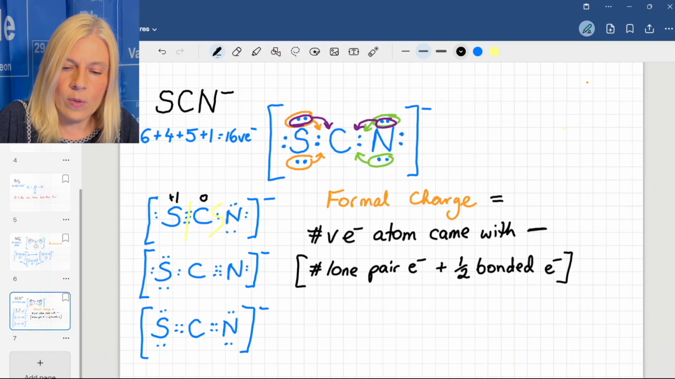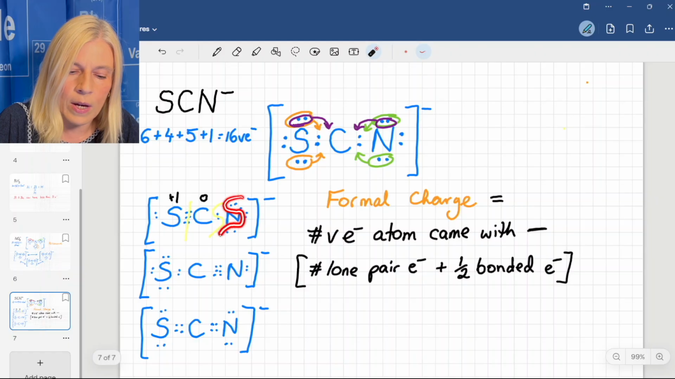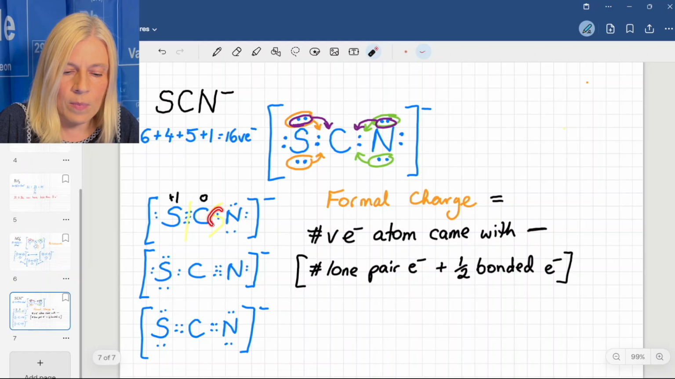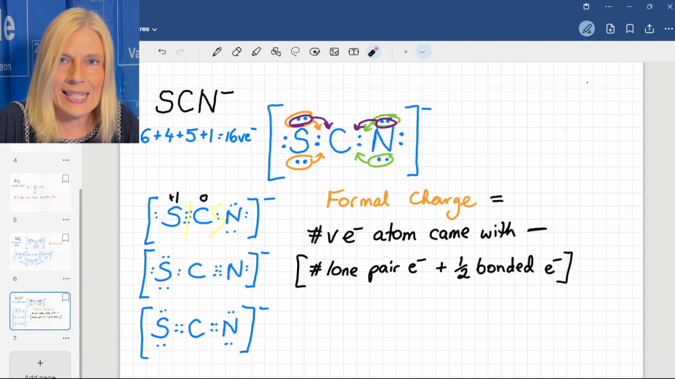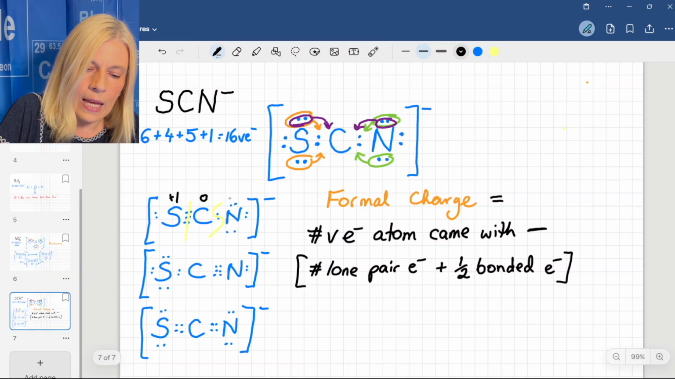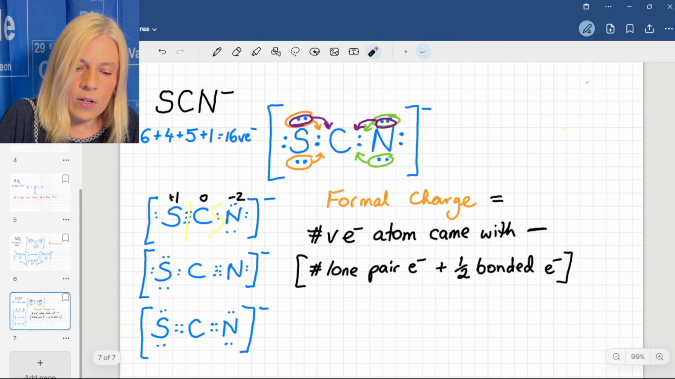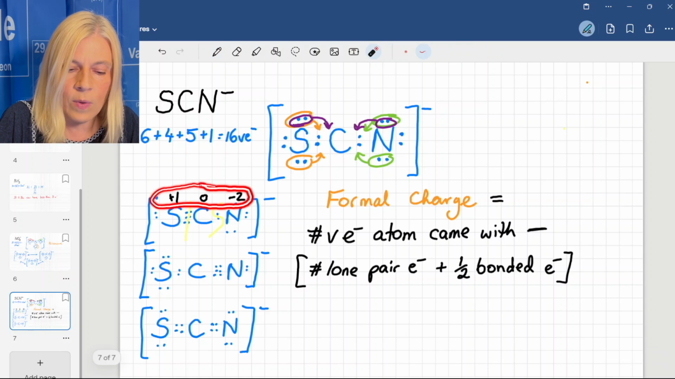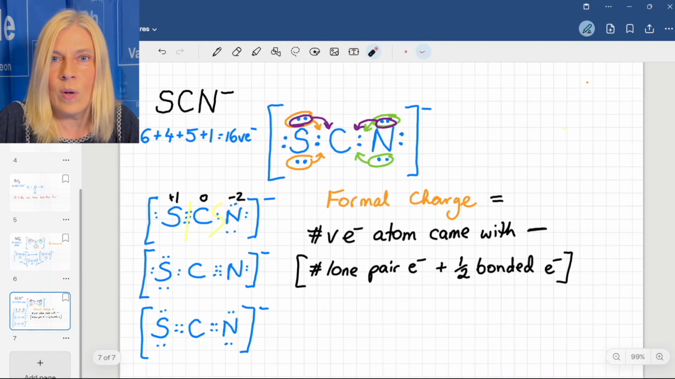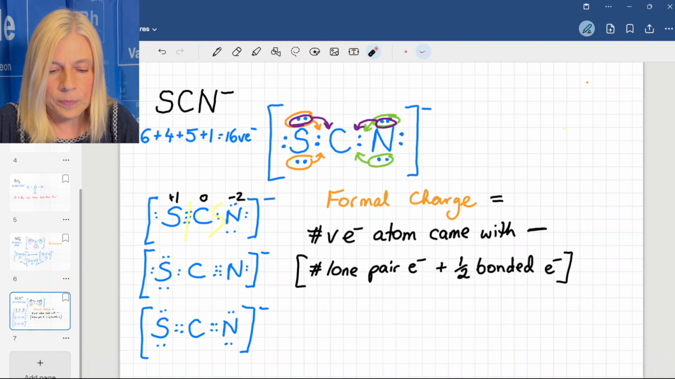And now let's quickly count. Well, nitrogen came with 5. Well, how many lone pair electrons? Here are my lone pair electrons. Yes. 6 lone pair electrons. Here is bonded electrons, 2, so half of them. So nitrogen came with 5 and now it has 7 electrons. 5 minus 7 is negative 2. Now, have a look. When we add up all these numbers, all the formal charges add up. Positive 1 plus 0 plus negative 2, it better add up to negative 1, the overall charge of the ion.